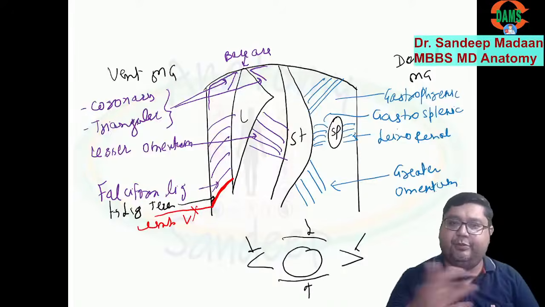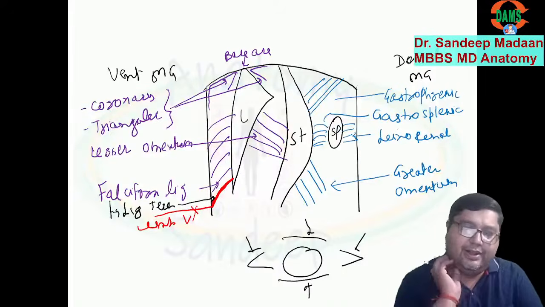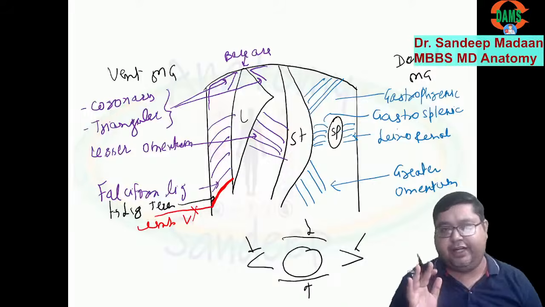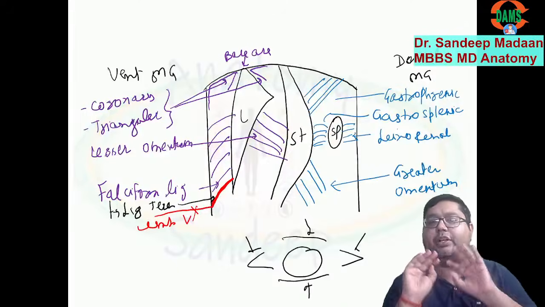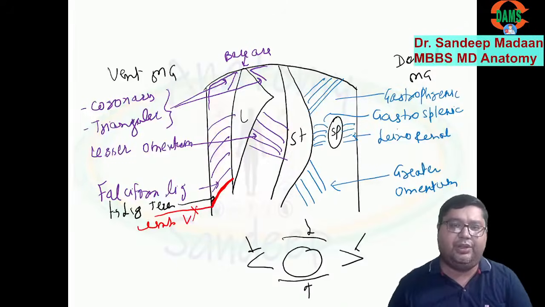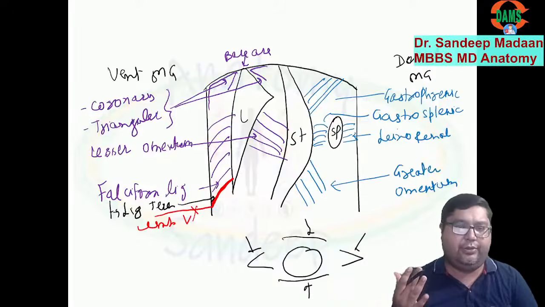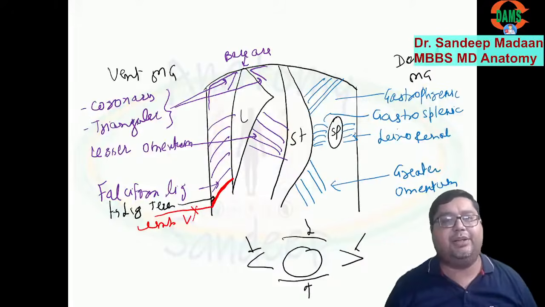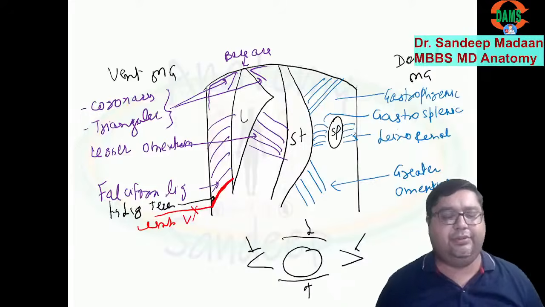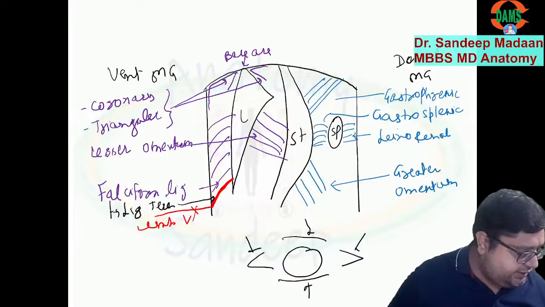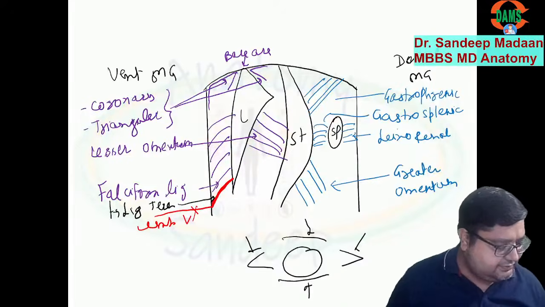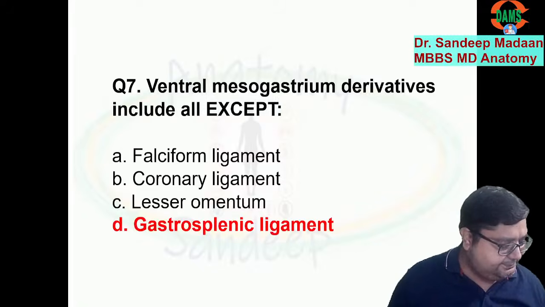If you are only considering anterior and posterior, then it is the coronary ligament, right? But try to understand, because all these reflections are there, as a whole we have to learn. So anterior posterior is coronary only, but we do have the triangular ligaments also, and that also is a derivative of ventral mesogastrium. Okay, everyone? Okay, let us move ahead.